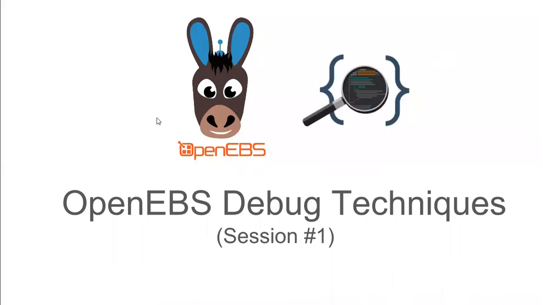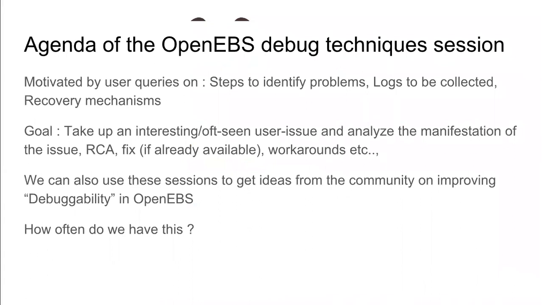So yeah, I've just called this the OpenEBS debug techniques session. The agenda for this session is motivated by the users' queries on the steps that need to be followed to identify problems or bugs within OpenEBS or within any other dependencies in the environment. What are the logs that we have to collect? What are the recovery mechanisms to ensure that the application is back up, etc.